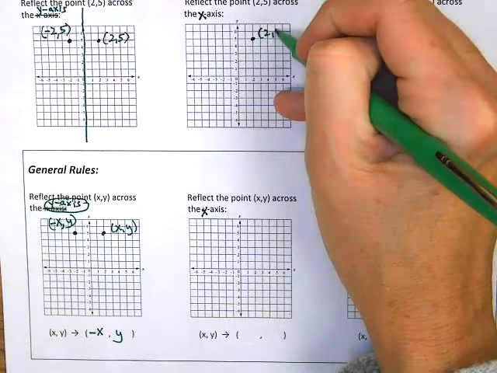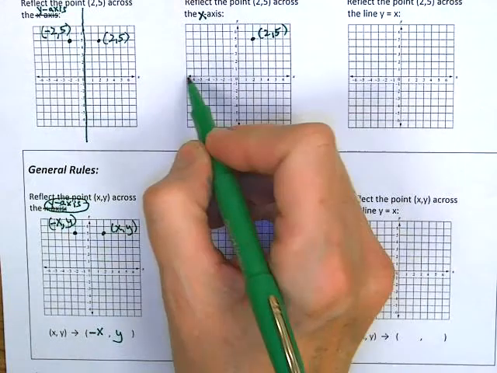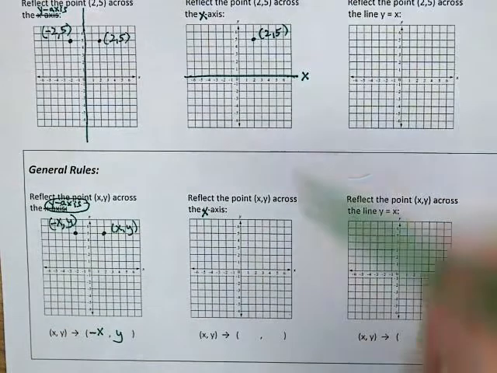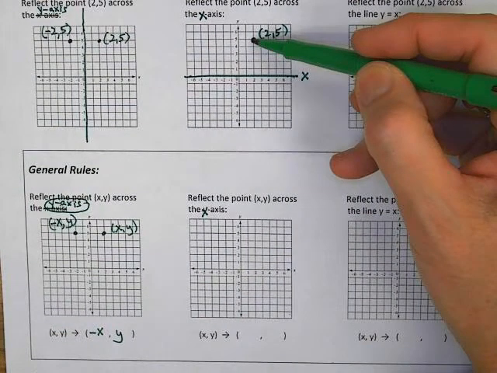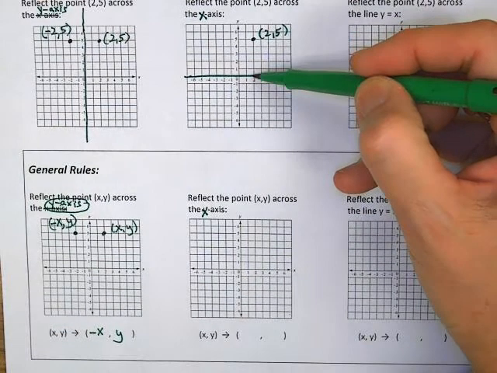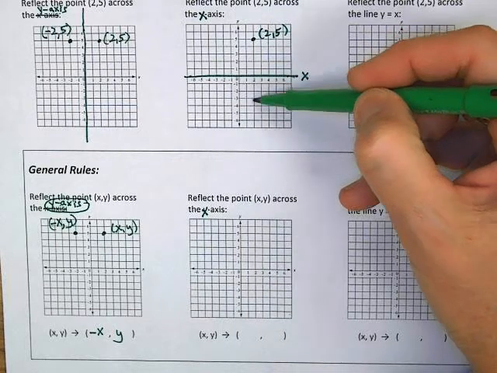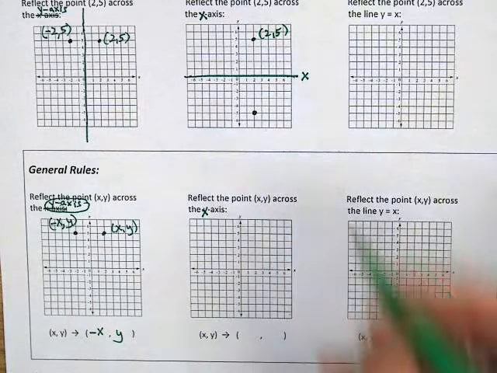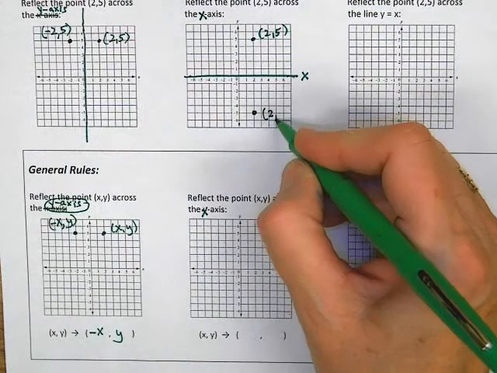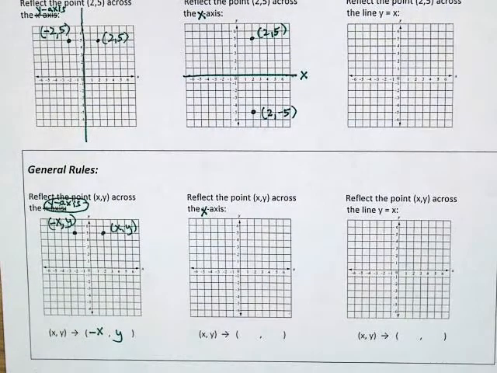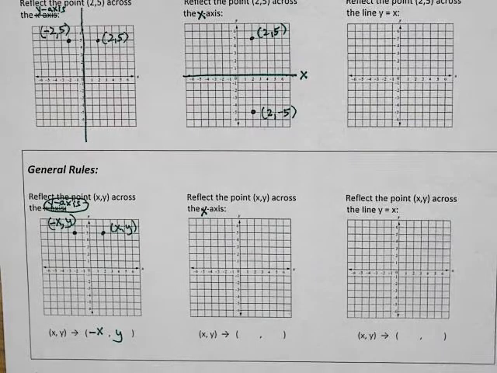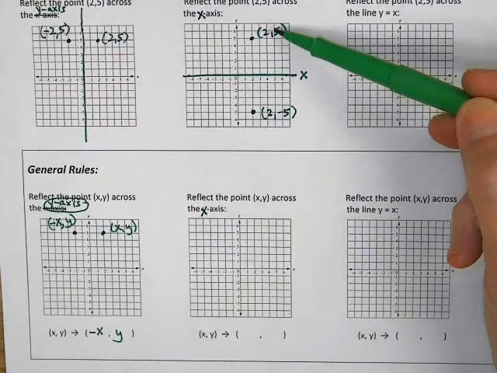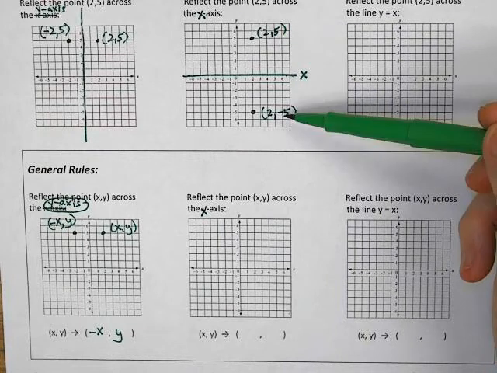Here's 2, 5. And now let's go across the x-axis. So if I'm reflecting, I would count 5 boxes to the line, so I'd have to count 5 boxes out from the line. I'd be here. Well, what are the coordinates of that point? 2, -5. So look at what happened when I went across the x-axis. The 2 did not change at all, but the 5 went from 5 to -5.